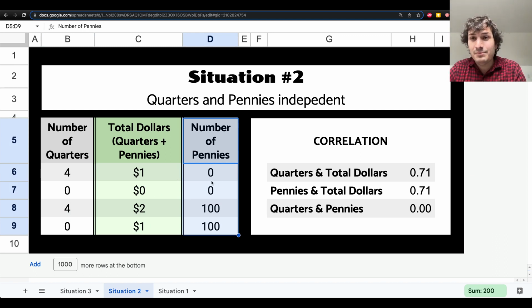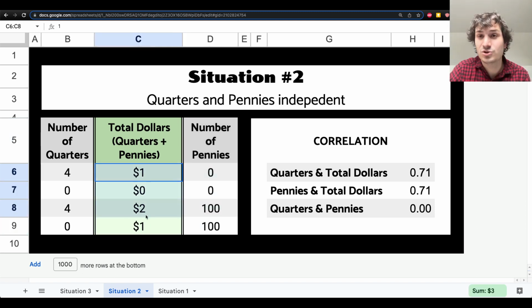But both of them are positively correlated with the total dollars you have. So if you bring more quarters, your dollar amount goes up. If you bring more pennies, your dollar amount also goes up. You can either have $0, $1, or $2 from these outcomes. If you bring both pennies and quarters, you can have $2 with you. If you bring one of them, you'll have $1. If you bring neither of them, you'll have $0. So the total dollars, Y, is correlated with both X and Z, but X and Z are completely uncorrelated.